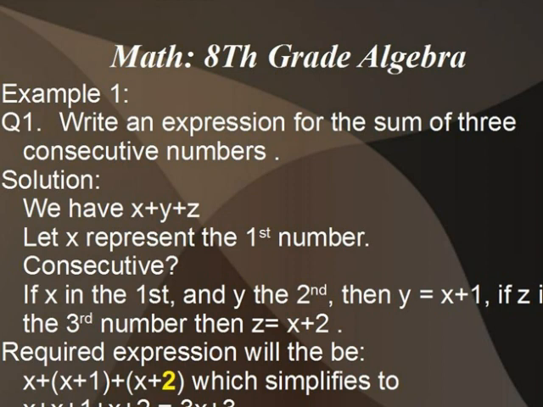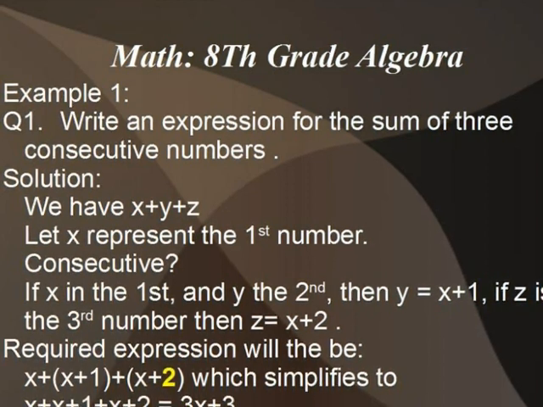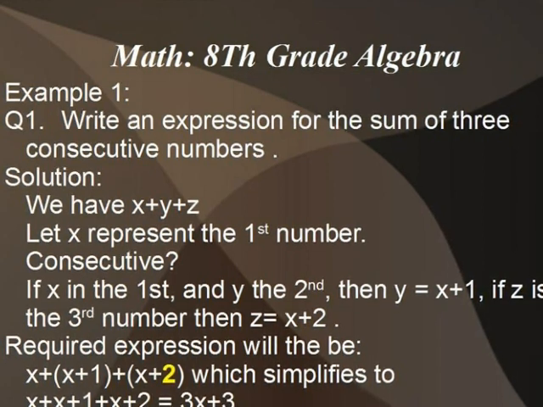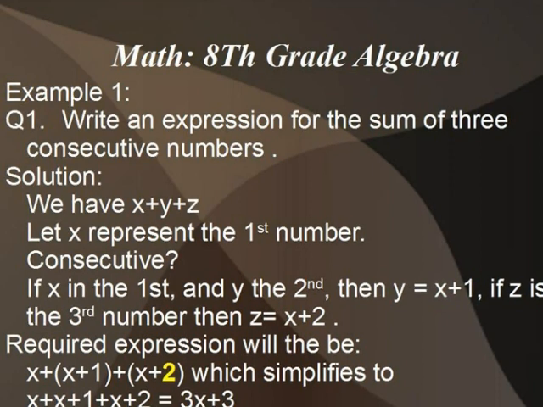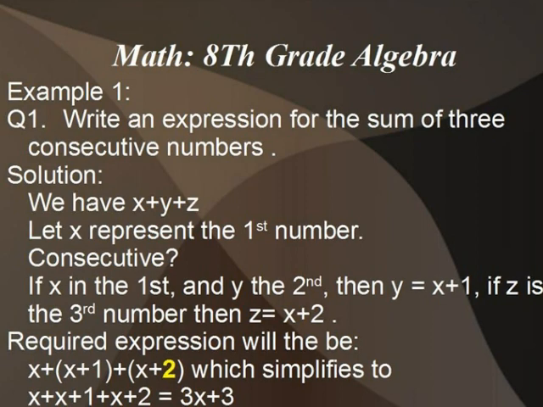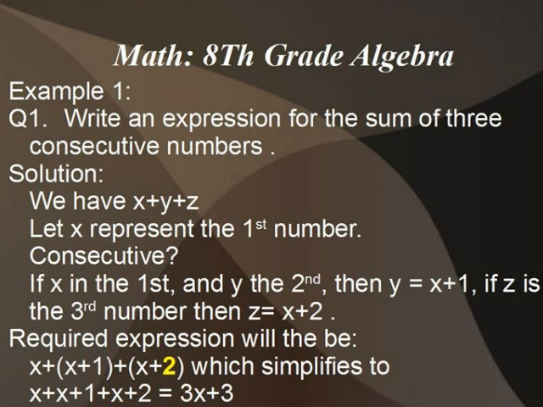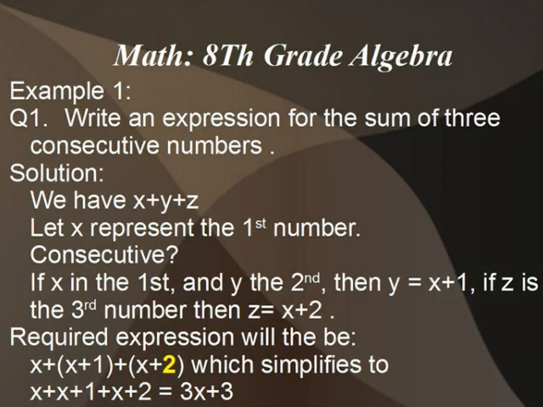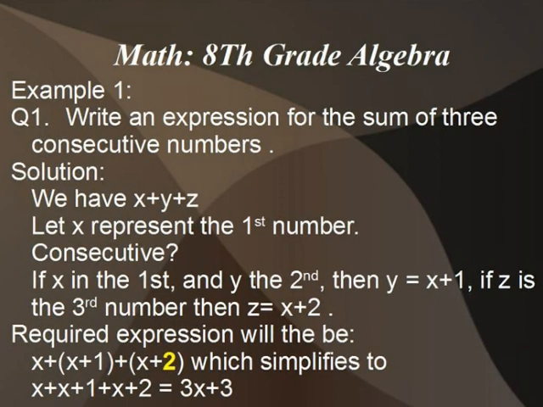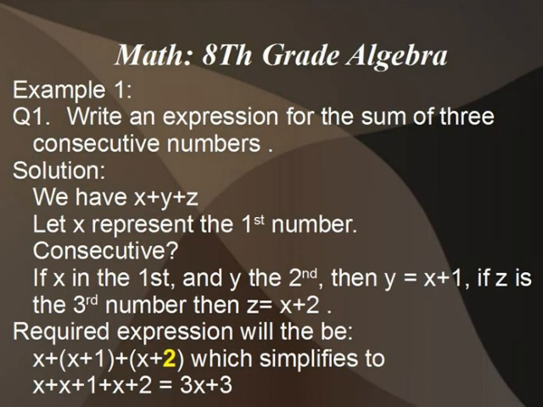Now let's take this example, which is a little bit involving. It says, write an expression for the sum of 3 consecutive numbers. You're seeing the word consecutive. What does consecutive mean? We see that the first part says the sum of 3 numbers, so it's x plus y plus z. But then the next thing we have to look out for is what does consecutive mean. Consecutive means the numbers follow one after the other.